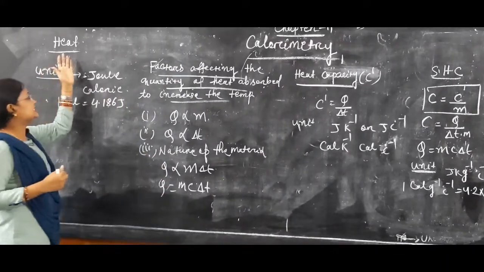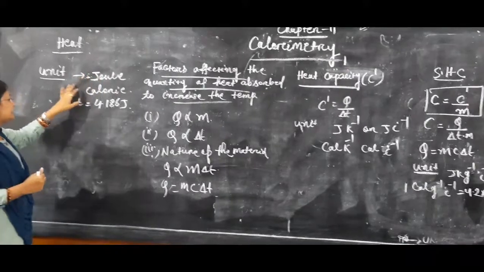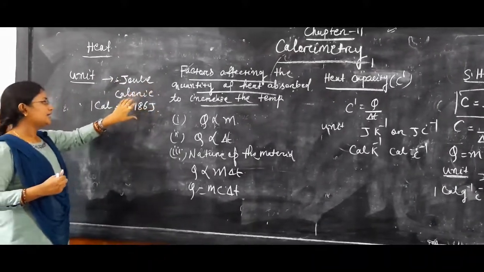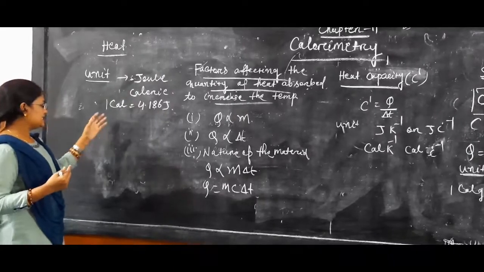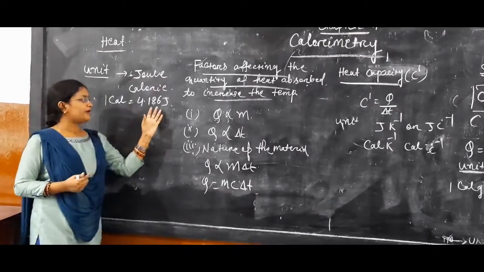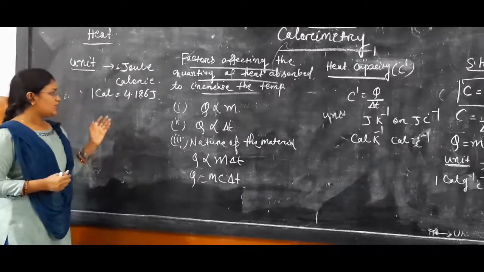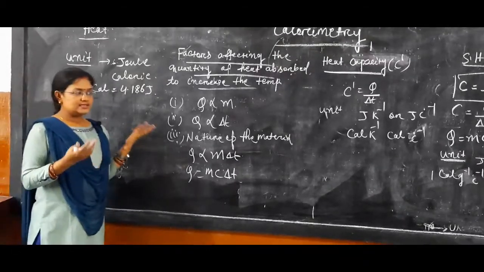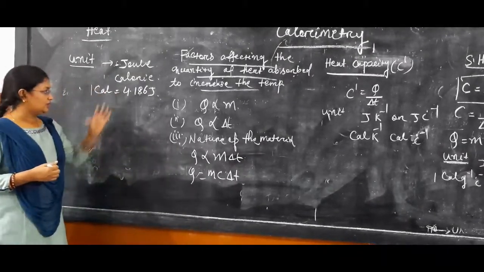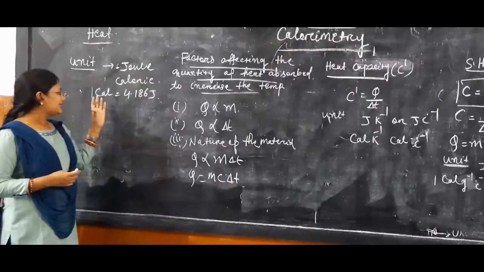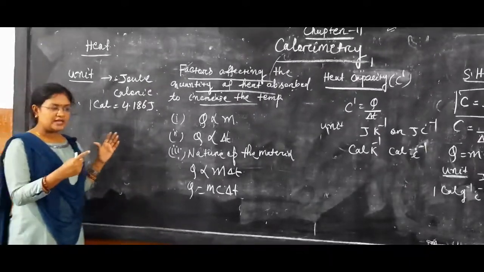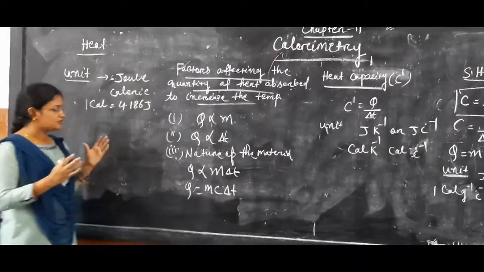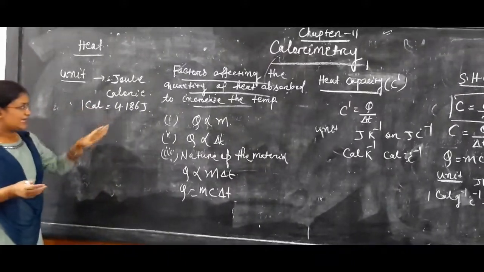Since heat is a form of energy, its unit is also joule or calorie, and we know that 1 calorie equals 4.186 joule. Kilojoule and megajoule are the bigger units of heat, and kilocalorie is a bigger unit of calorie. Suppose 1 kilocalorie is 1000 calorie. In this way you can convert between calorie and joule.